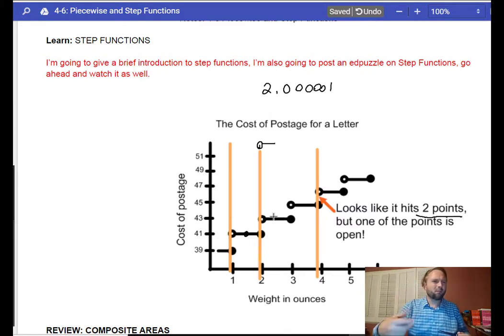So I'm going to post a video on stepwise, but you don't have to worry as much. This is one of my favorite graphs, but it's not really important in the grand scheme of things. All right, let's go on.